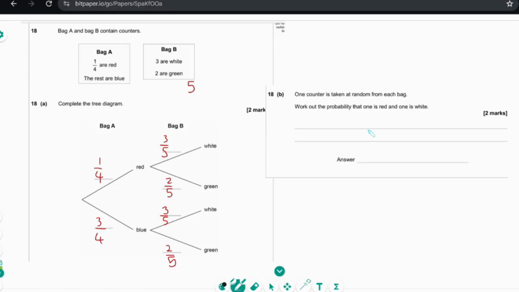Work out the probability that one is red and one is white. So you've got red, white here. So it's a red and a white. So a quarter times 3/5. 1 times 3 is 3. 4 times 5 is 20. So it's 3/20.